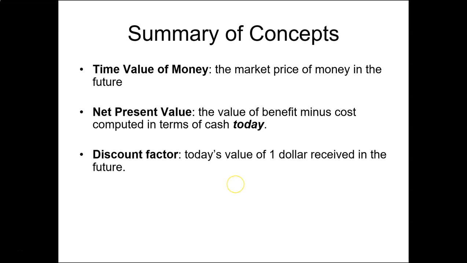Okay, now I want to give a brief summary for this video. In this video, I talk about the concept of time value of money. It gives us the market price for money in the future. And I also talk about the net present value. It is the value of benefit minus the value of cost. We use the market price to evaluate the cash value for this benefit and cost. And I also talked about the discount factor. We use this discount factor to calculate the present value of $1 received in the future.